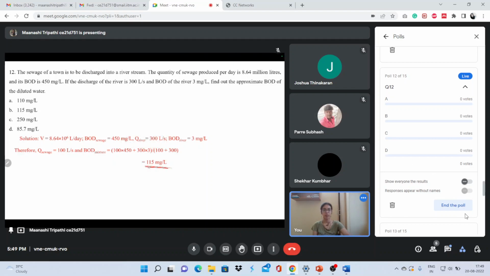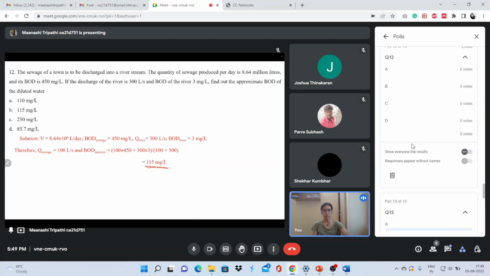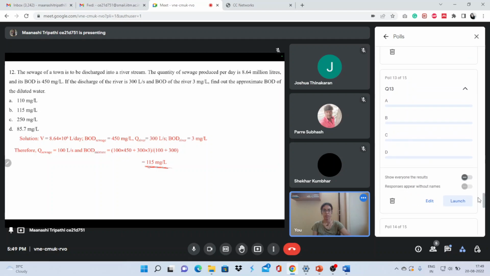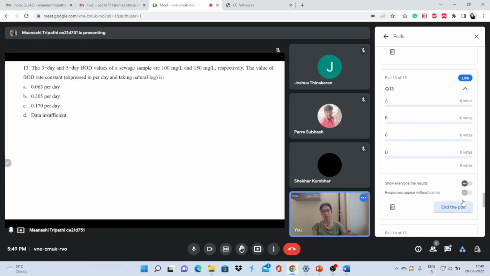Okay. We'll move towards the next question. A 3-day and 5-day BOD values of a sewage sample are 100 mg per liter and 150 mg per liter. We need to find the value of the BOD rate constant expressed in per day and natural log. Natural log means at the base e.